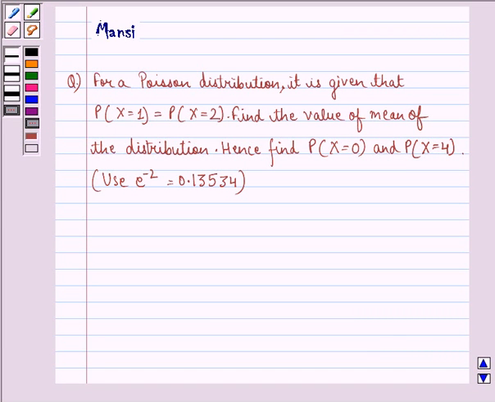Let's work out the following question. The question says, for a Poisson distribution, it is given that probability at x equals 1 is equal to probability at x equals 2. Find the value of the mean of the distribution, hence find probability x equals 0 and probability at x equals 4, using e raised to power minus 2 is equal to 0.13534. Let us see the solution to this question.